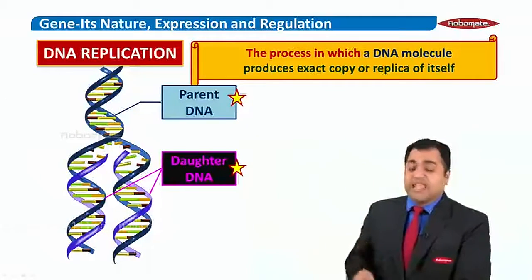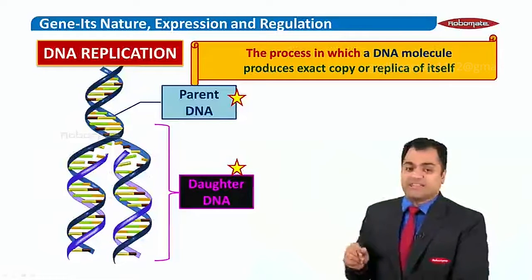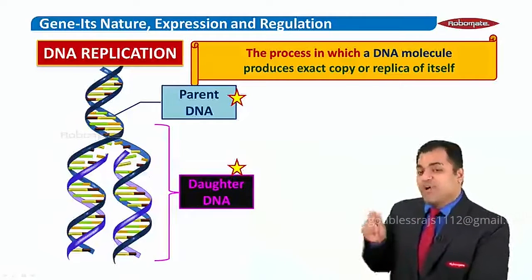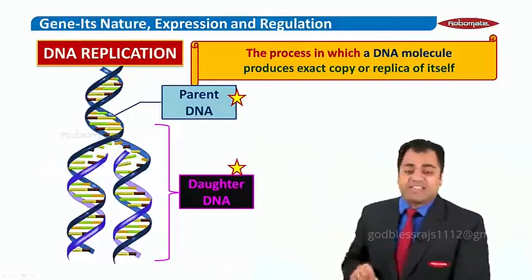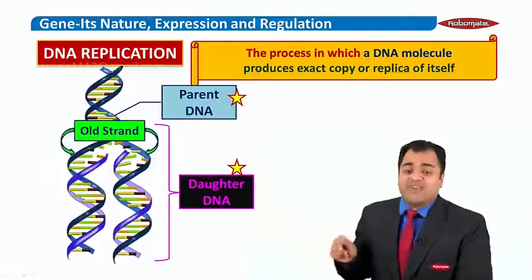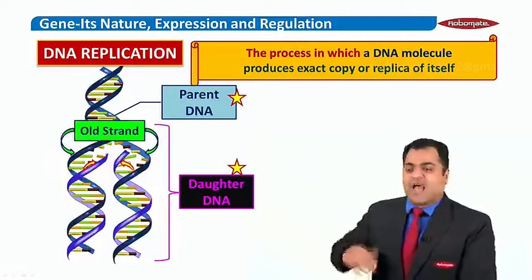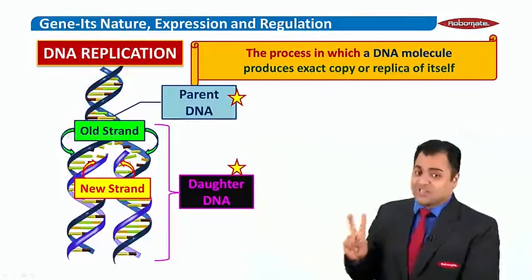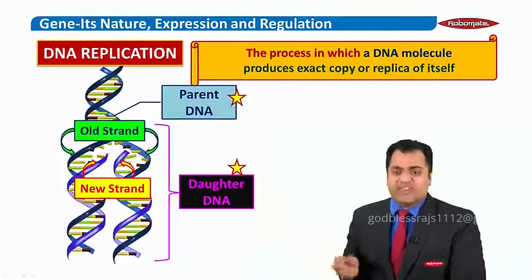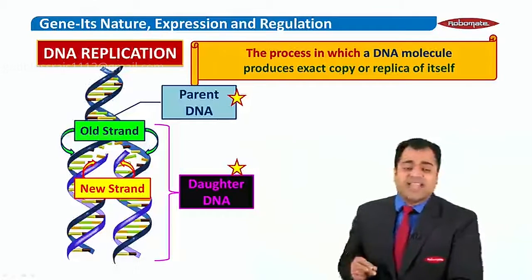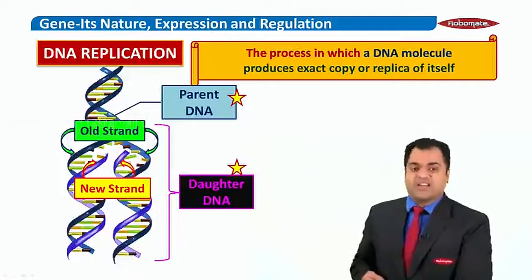Now closely look at the daughter DNAs. What do you see? Both are double-stranded. And closely look at the two strands. One of the strands in both daughter DNAs is coming from the parent. I'm going to call that strand as the old strand. While the other strand is getting newly synthesized, so I'm going to call that strand as the new strand. So in the daughter DNAs, there are two strands each. One is an old strand, one is a new strand. Is that okay?